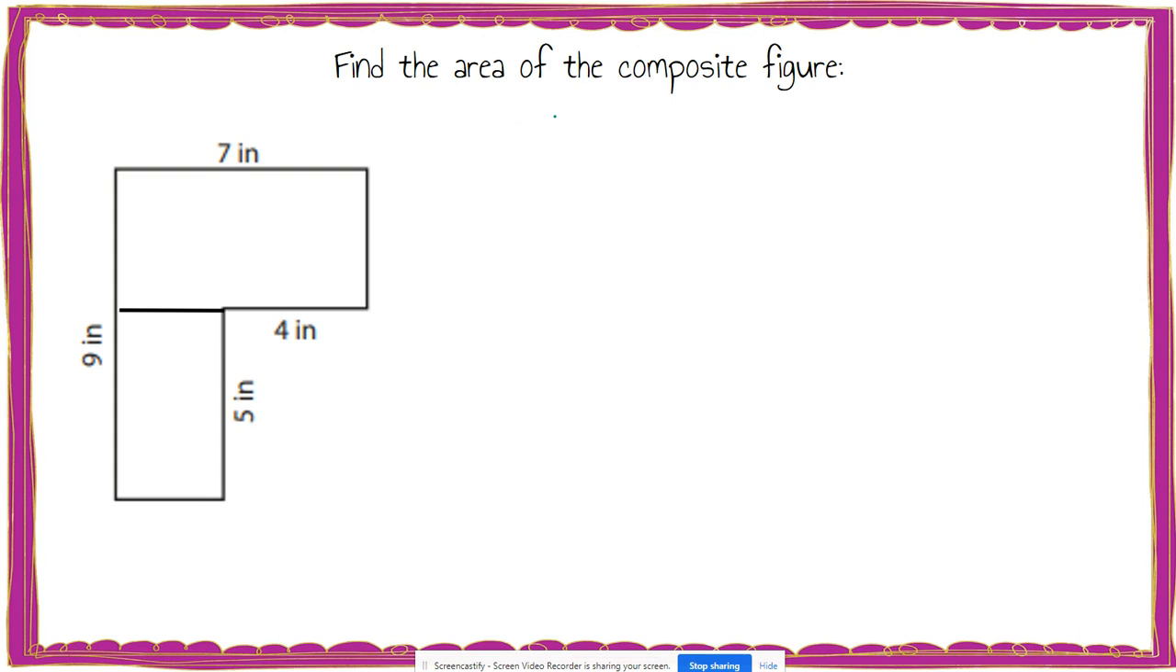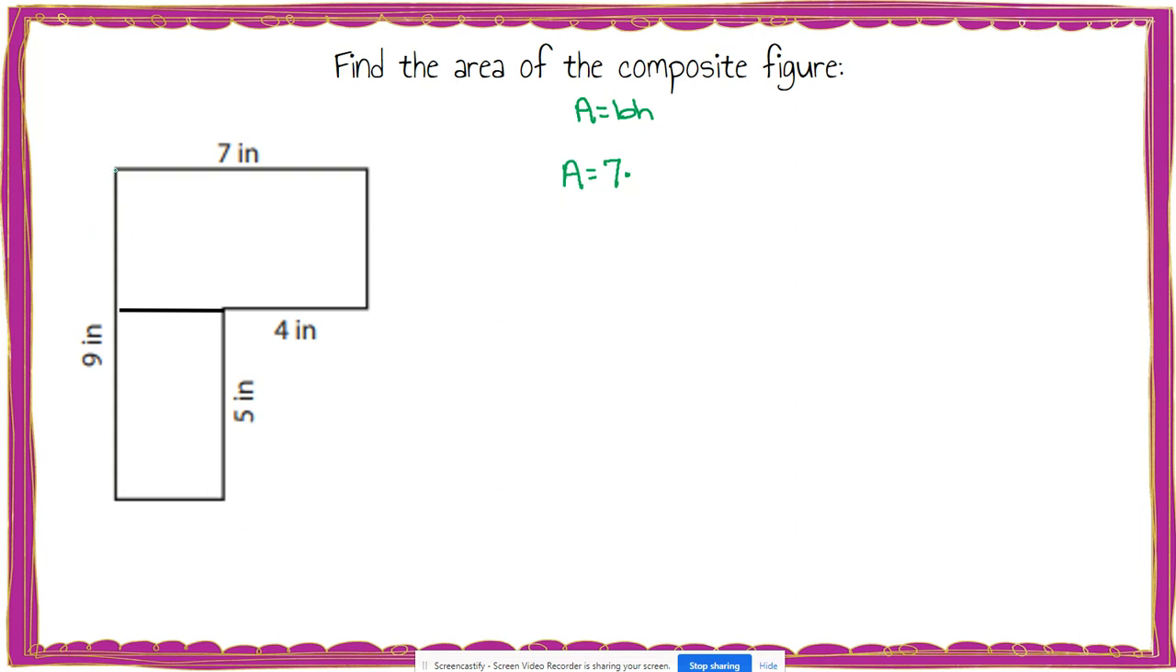I know that when I'm finding the area of a rectangle, the formula that I would use is area equals base times height. So let's start with this rectangle on top. I see that this has a base of 7. So to find its area, I would multiply 7 times the height. But I notice that I don't have a height. Well, I can use what I have for the rest of my figure to determine the height.